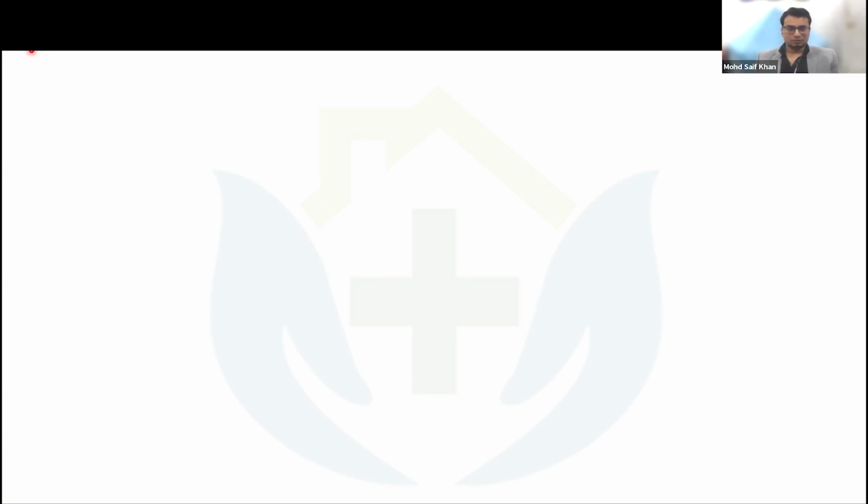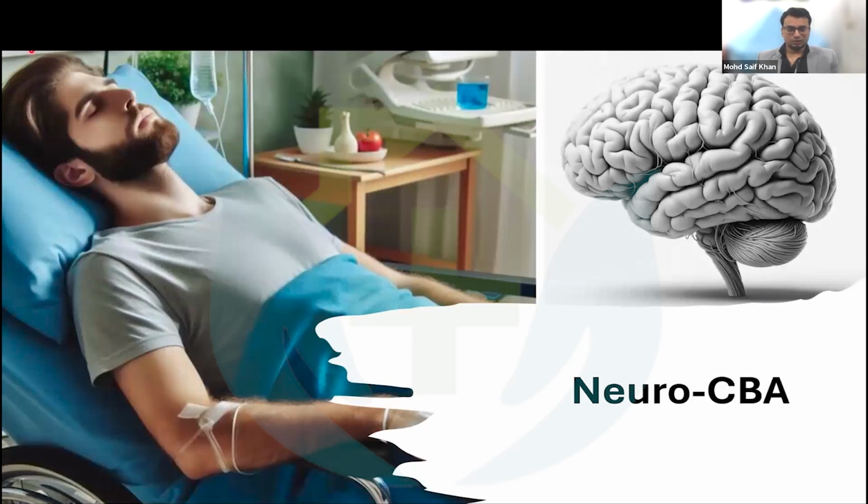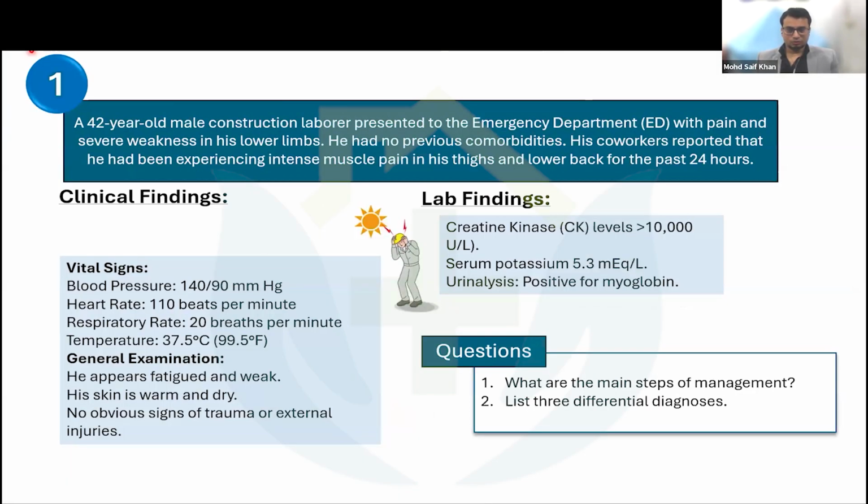Now we go quickly to the neuro CPA. So I kept 10 CPA. Okay, so quickly we'll go through. So this is a very good case of, what was the case, Dr. Archana? Is she still with us? Dr. Archana aptly recognized this case, the diagnosis. So this is the case of rhabdomyolysis.